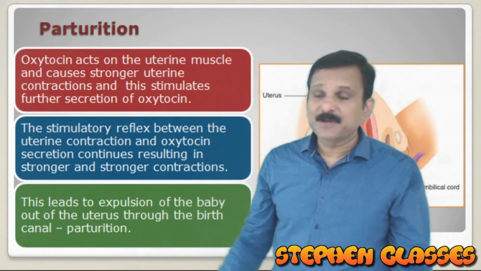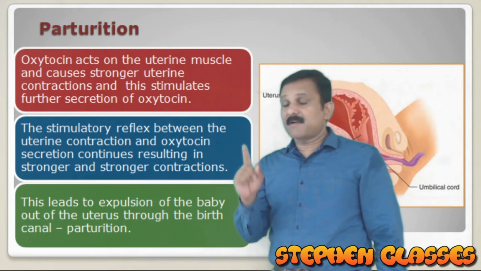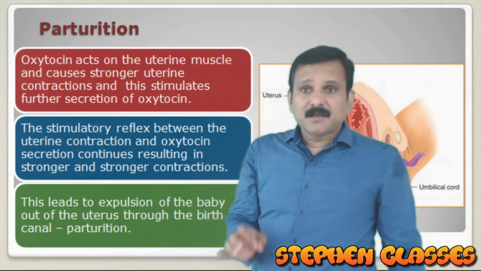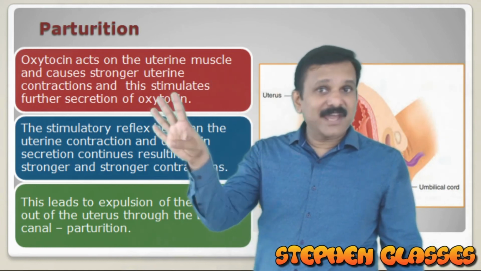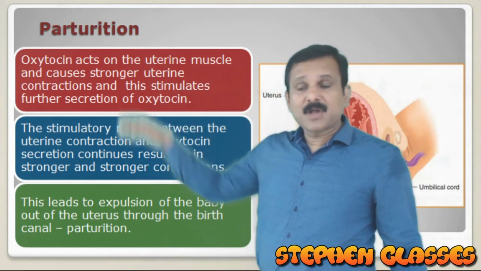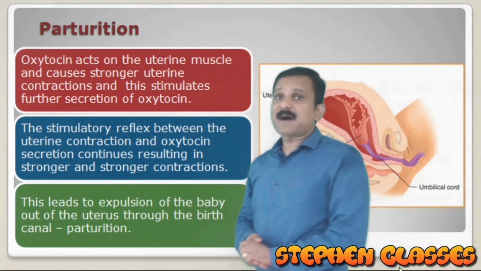Is it clear? So here mild uterine contractions are very important. That is called the fetal ejection reflex. Okay, that point is very important. So I have explained in detail what is parturition.